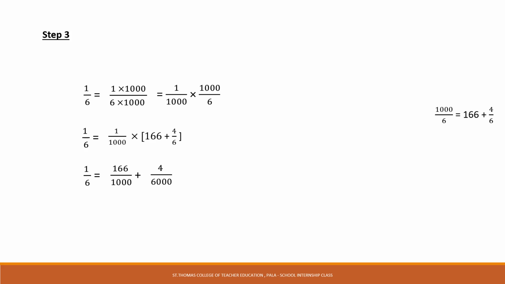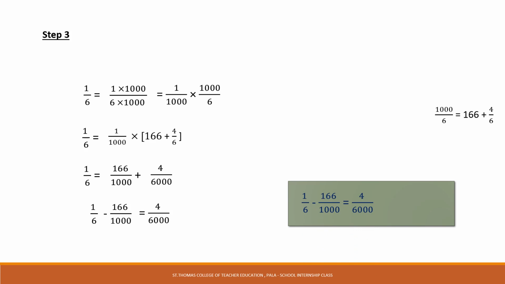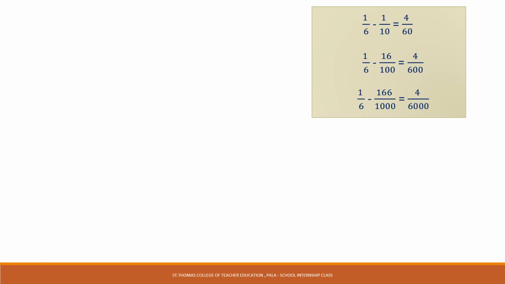And the last step is, yes, bringing 166 by 1000 to LHS and rearranging. So after step 3, we get an equation as 1 by 6 minus 166 by 1000 equal to 4 by 6000. And we consider it as equation number 3. See, we have done only 3 steps. You can do more and more steps to get the correct decimal form of the fraction. After doing these steps, if you get an idea of the decimal form of any fraction, here in this case it is 1 by 6, we can stop.